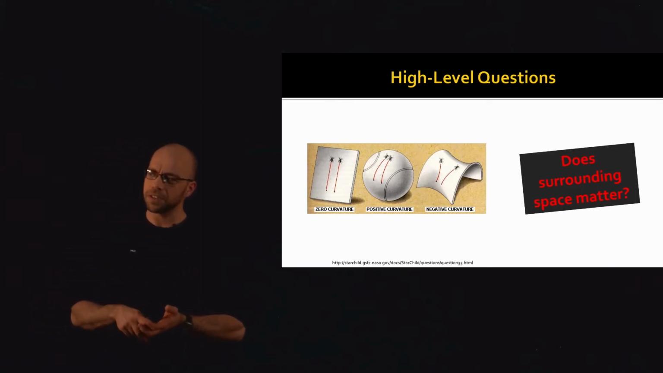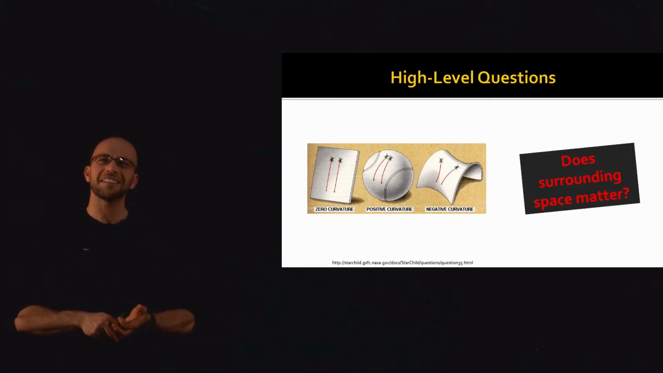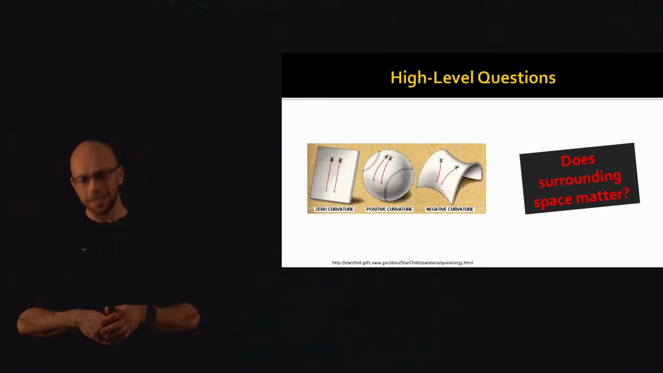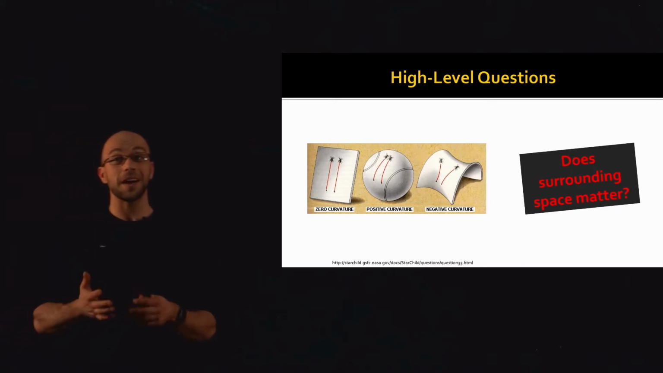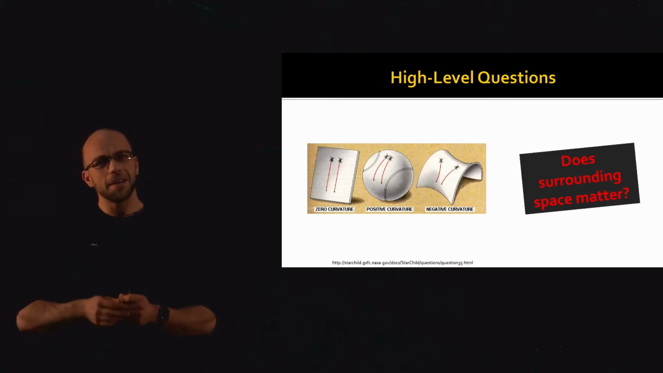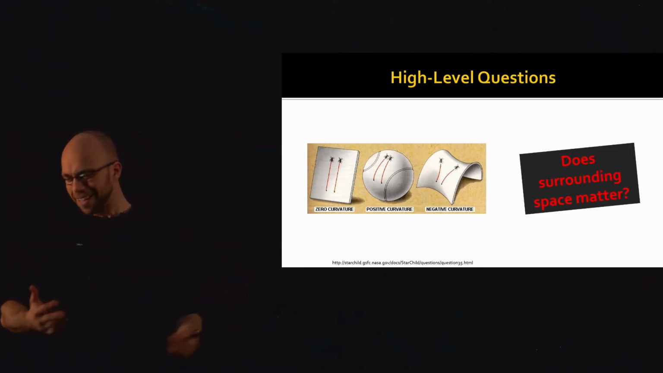In particular, what we're going to show is that the surrounding space really doesn't matter for one notion of curvature called Gaussian curvature, but it does for mean curvature. And we're going to see that in a variety of different ways in both the discrete and the smooth cases. And of course, we're going to talk about many practical applications.